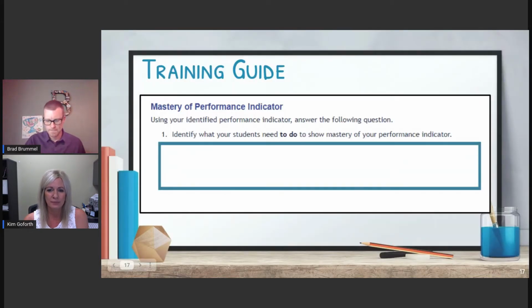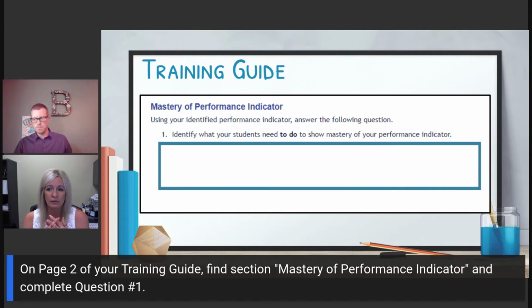It is very important. So as the viewer, take this important step with us here and take that performance indicator that you felt very strongly about for your district, your classroom, and think about that mastery item. What will it look like for your students to master that performance indicator? Use some student-friendly language, like Brad and I just talked about. It might be hard to dig in a little bit and tear that performance indicator apart in a sequential flow, but what will your students need to do to show you mastery? So take a minute and use your training guide to answer that question on page 2.